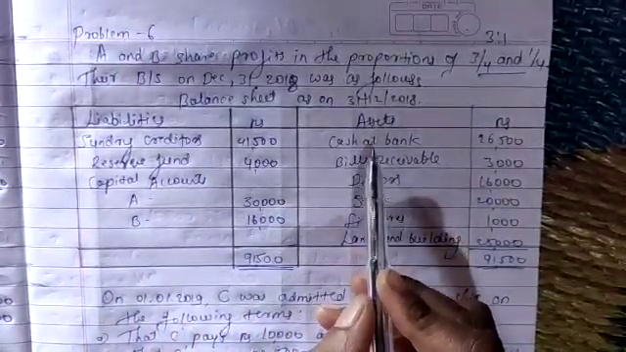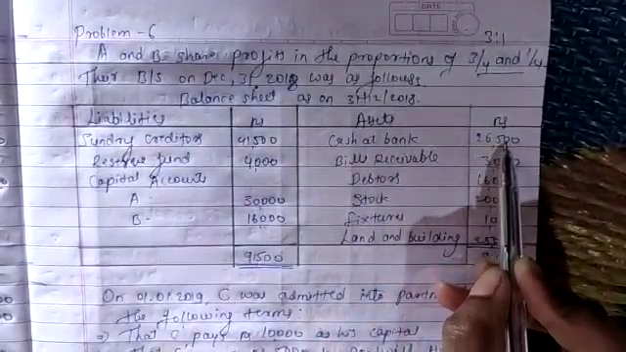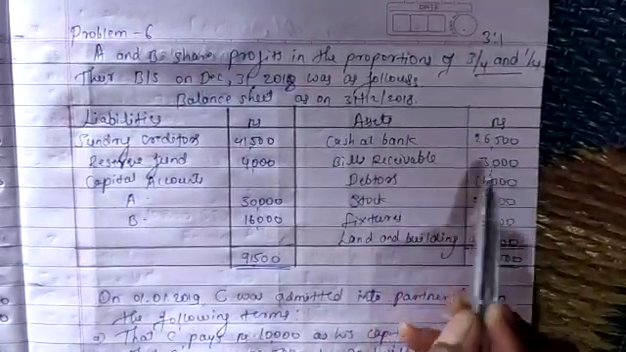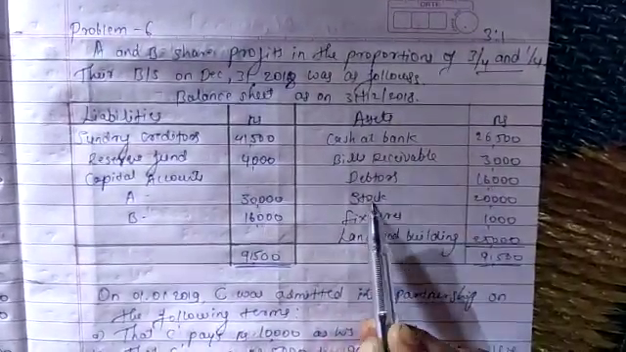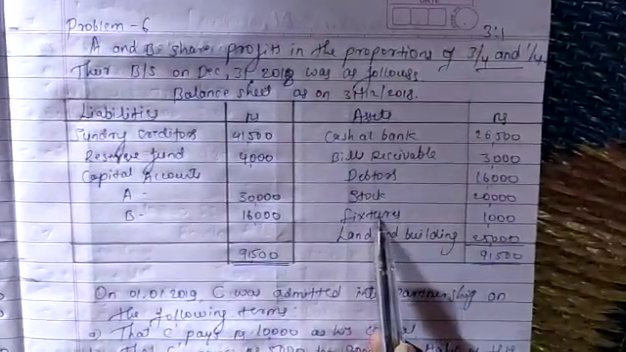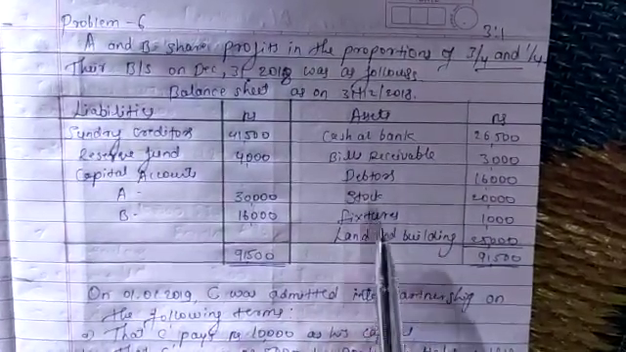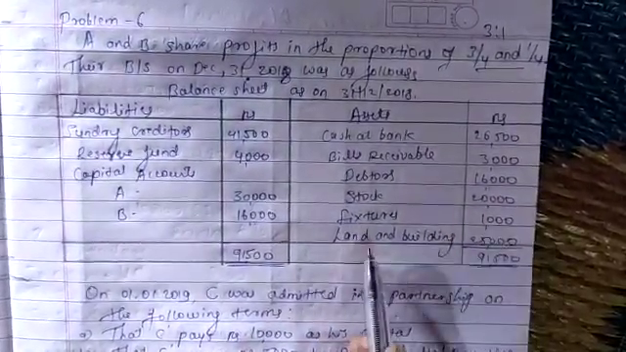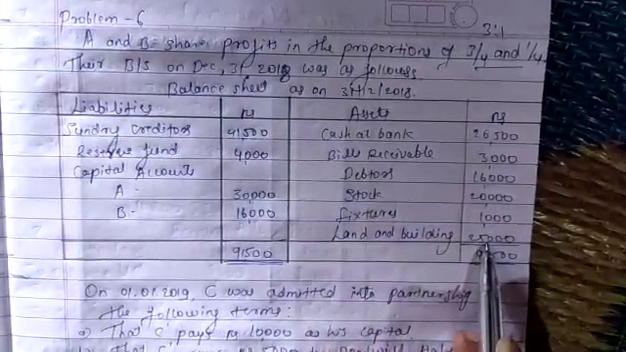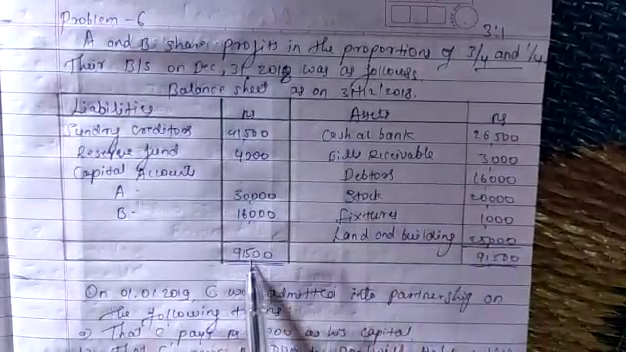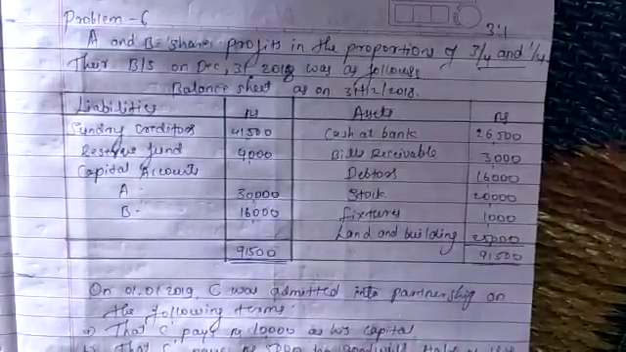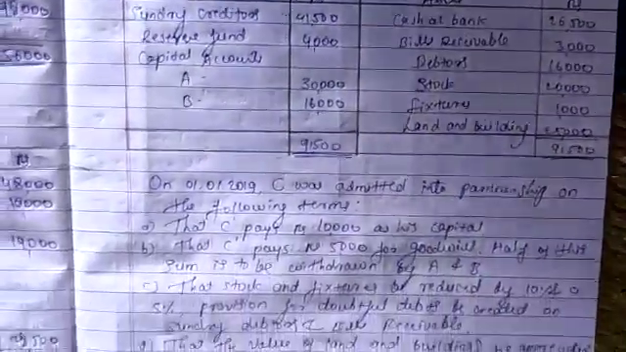Next, the asset side: cash at bank 26,500, bills receivable 3,000, debtors 16,000, stock 20,000, and fixtures, not furniture here, fixtures 1,000, and land and buildings 25,000. So the balance sheet total tallies at 91,500 on both sides. And next, adjustments are given.